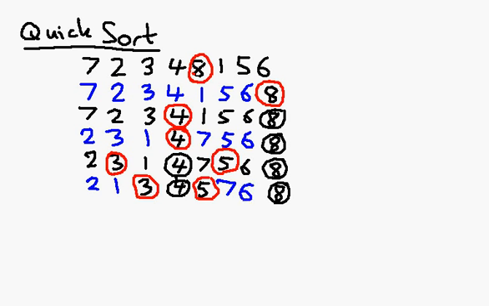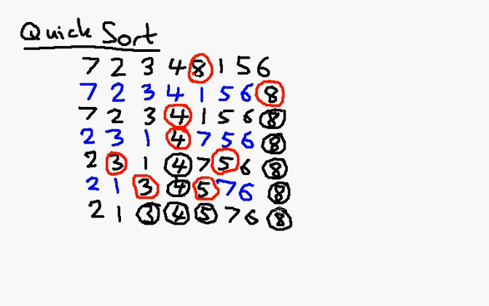Okay, so this is our new list. We have 2, 1, 3. 3 is now a used or a dead pivot. 4 is dead, 5 is dead, we've got the 7, the 6, and the 8 is also dead there. Okay, on the end of the list.